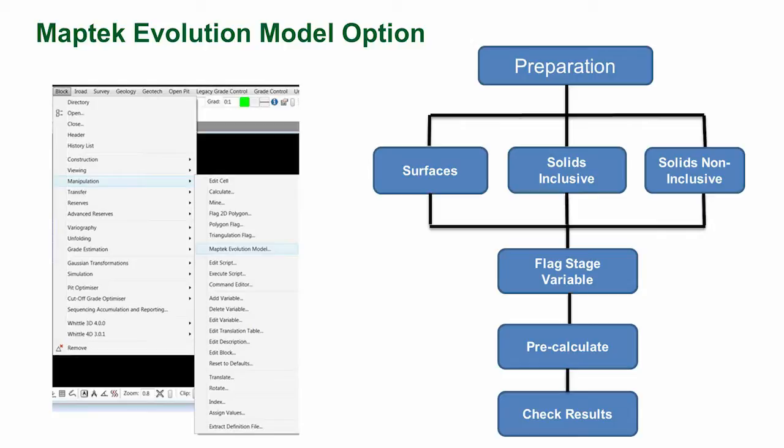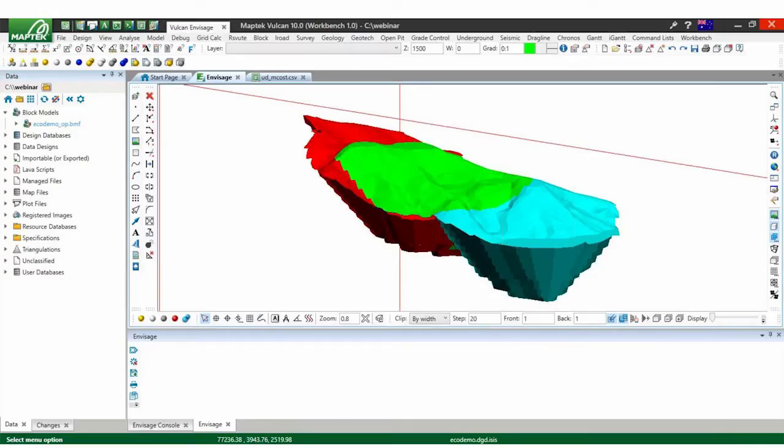The main goal will be to flag the mine design in a particular block model variable, but also we will take the opportunity to calculate some useful information, which will speed up the process when we will be in Evolution. One important aspect is the ability to check the result in order to move with confidence to generate scheduling later on. Let's go to Vulcan now to show you how the option works.